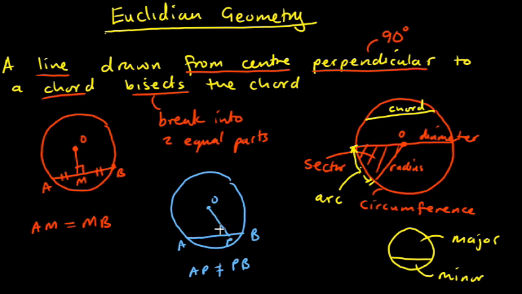But if the line from center is not 90 degrees, it's not perpendicular. If it's not perpendicular, then whatever the chord we have, whichever chord we have down here, is not being broken into two equal parts, is not being bisected. I think it's very clear, so we need to understand that.